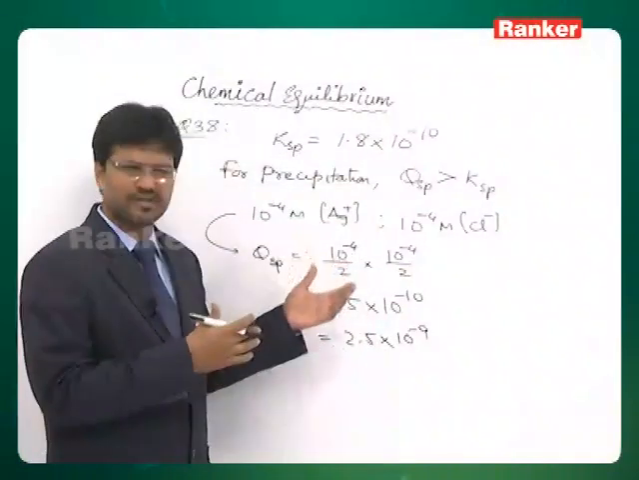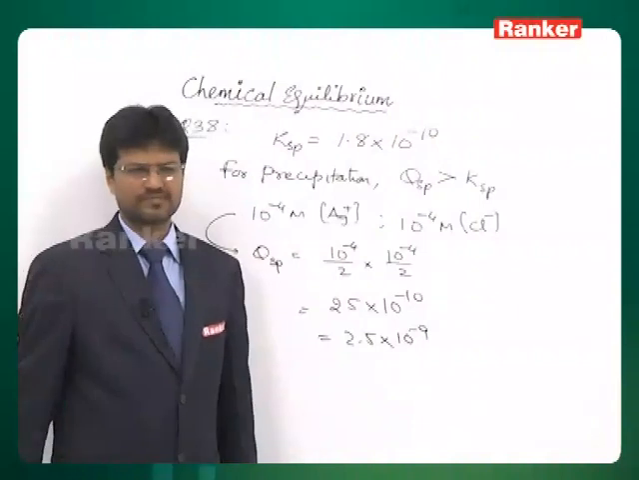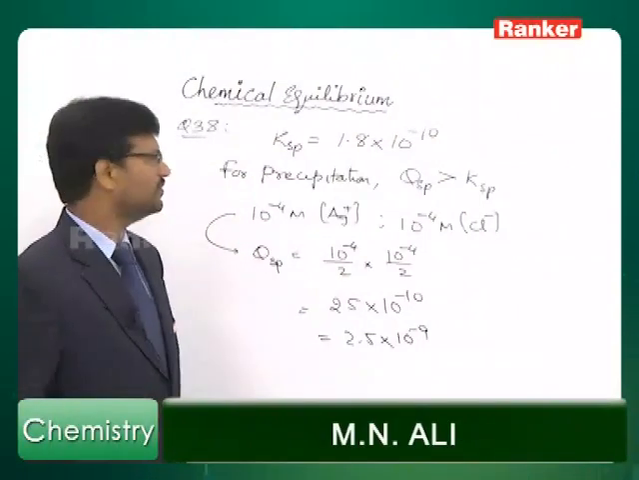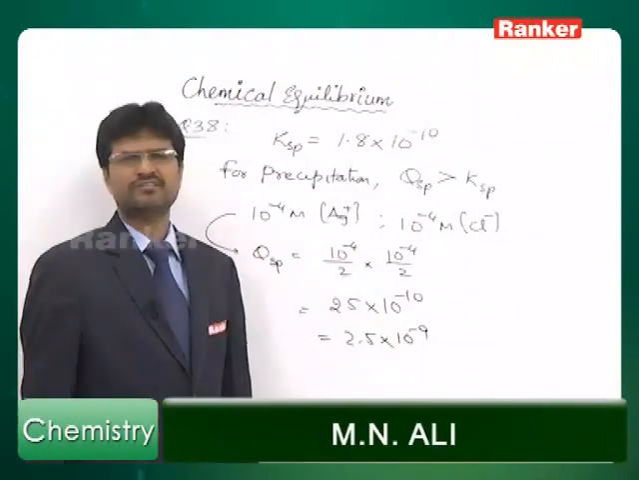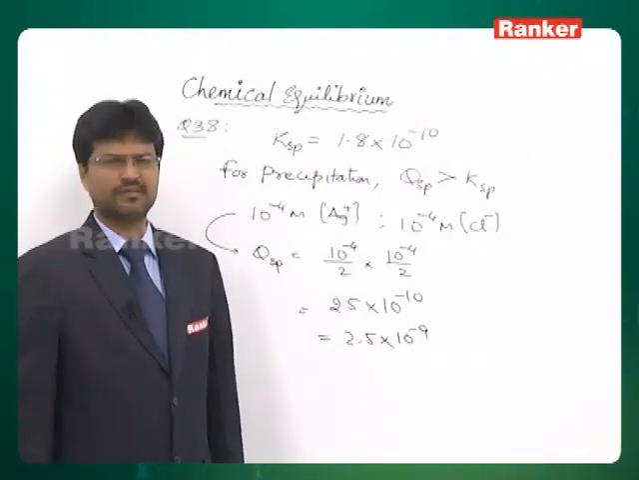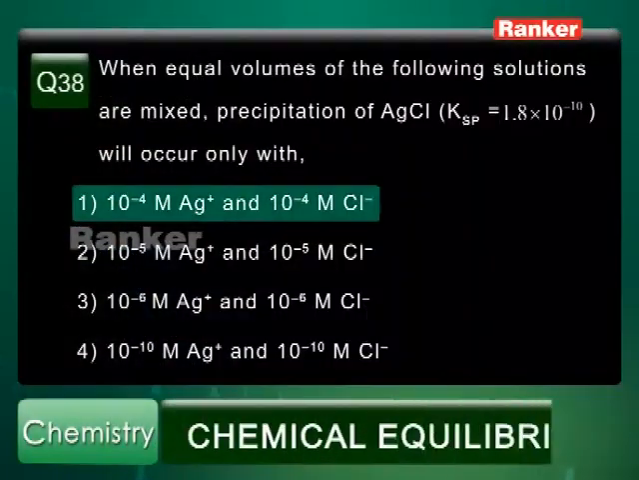In a similar manner, you can try the second, third and fourth options. You will find that the Qsp value will always be less than the Ksp value, so precipitation will not take place in the remaining 3 cases. Answer is the first option.